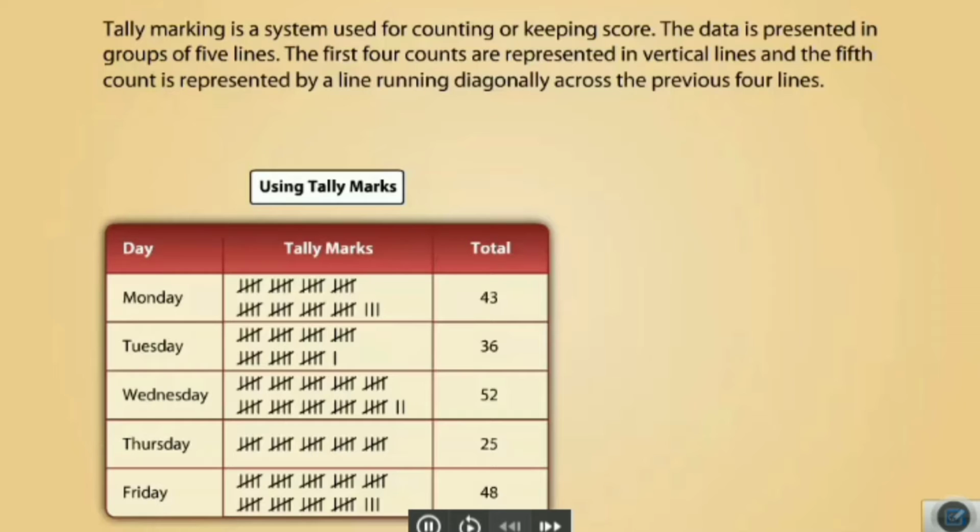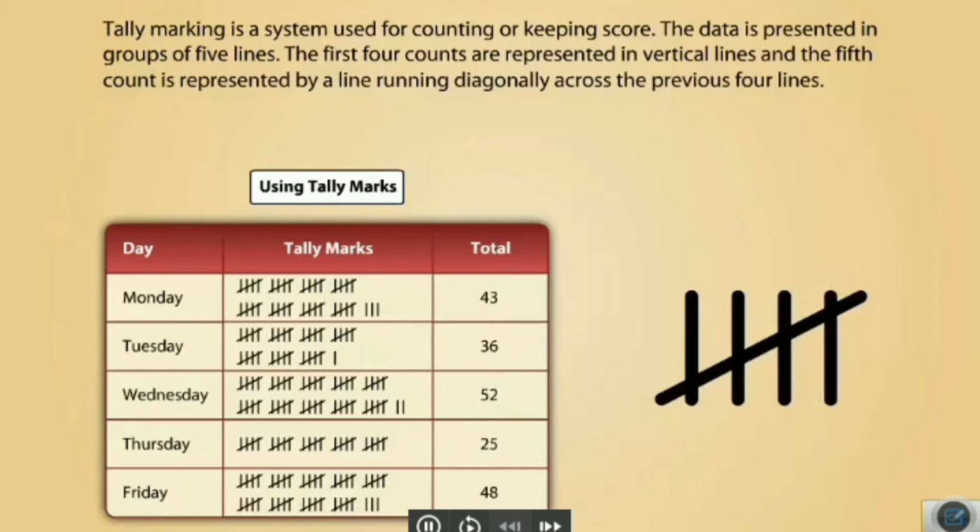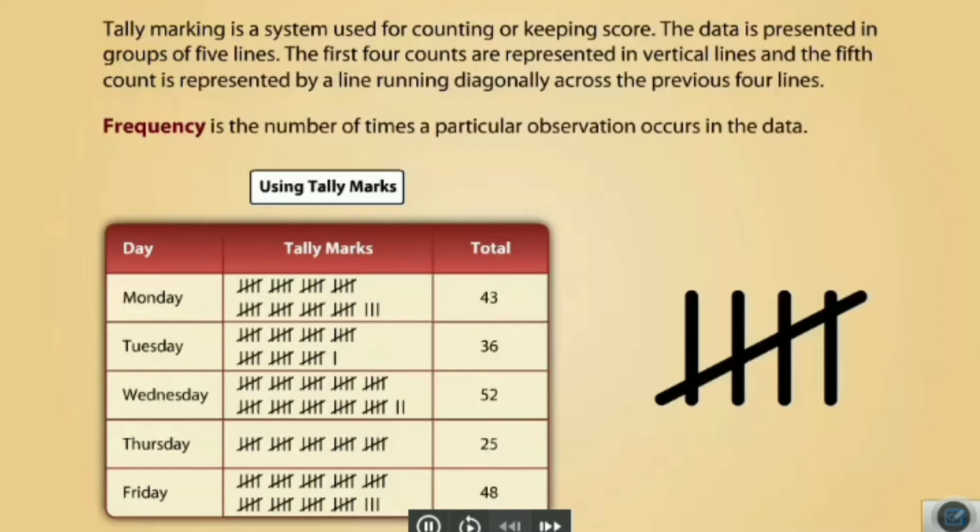In this, the data is presented in groups of 5. The first 4 counts are represented in vertical lines, and every 5th count is represented by a line running diagonally across the previous 4 lines. Tally marks can be added easily, and their total is the frequency or the number of times a particular observation occurs in the data. Now let's help Ramesh organize his data using tally marks.